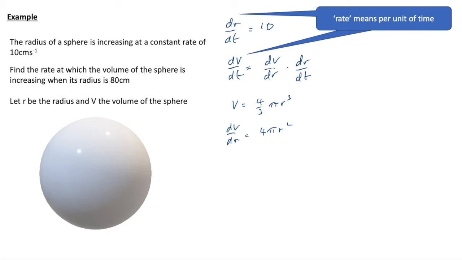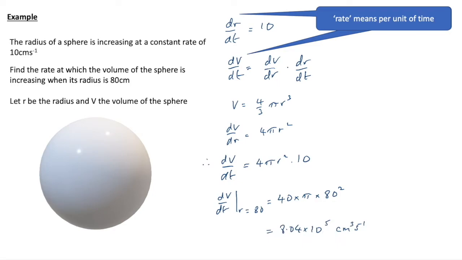So now we can say that dv by dt is equal to 4 pi r squared times 10. Now we want dv by dt when r is equal to 80. So the 4 times 10 in the line above has become 40. There's our pi. And because r is equal to 80, the r squared becomes 80 squared.